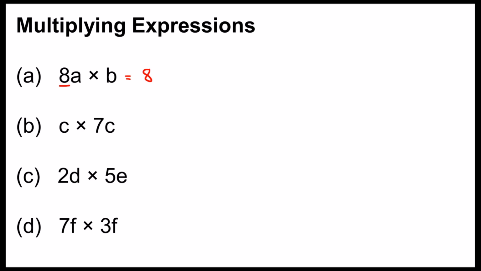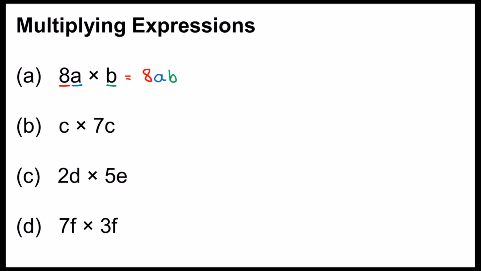Next, I can deal with the letters, and it's always useful to go in alphabetical order. In my question, I have the letters A and B, so alphabetically, I'm going to start off with the A's. Because there's only one A, I can simply put this at the end of my answer. And again, looking at the B's this time, there's only one, so I add it to the end. This means that my final answer is 8ab.